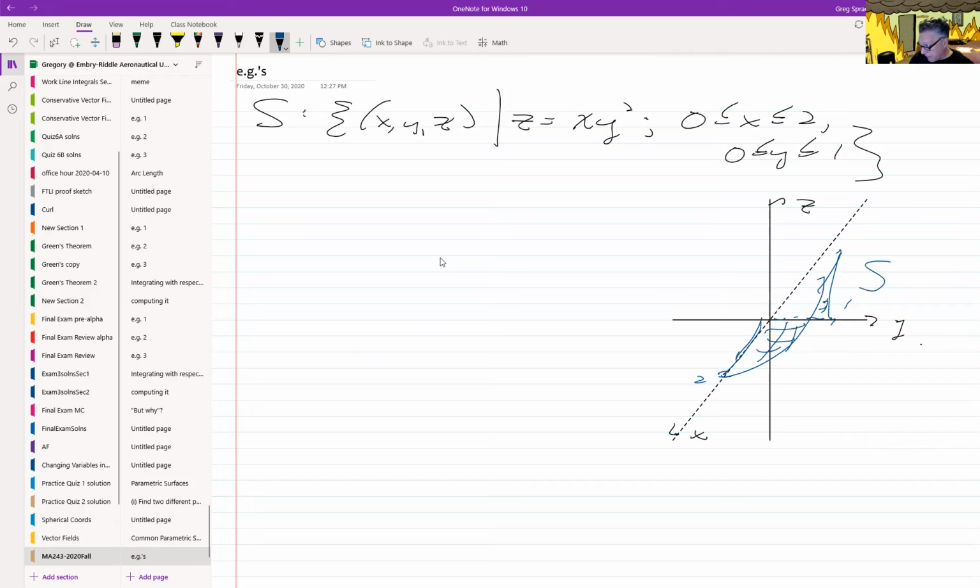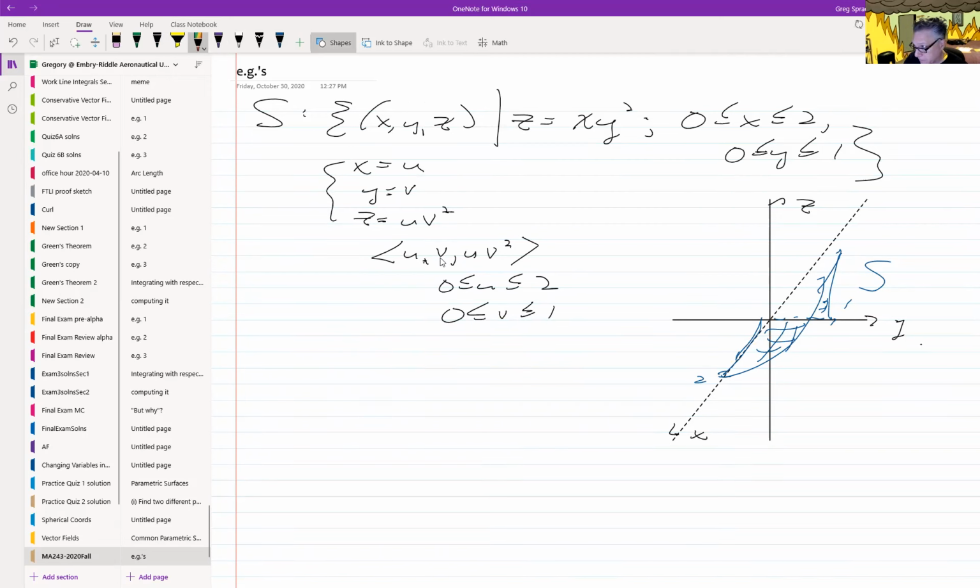Okay. So it might look something like that. I'll write the parametric equations first. You don't have to do that, but sometimes it helps to break it up into those steps. And then the vector function, x equals u, y equals v. Since x goes from 0 to 2, u goes from 0 to 2. Since y goes from 0 to 1, v goes from 0 to 1, and that's it.